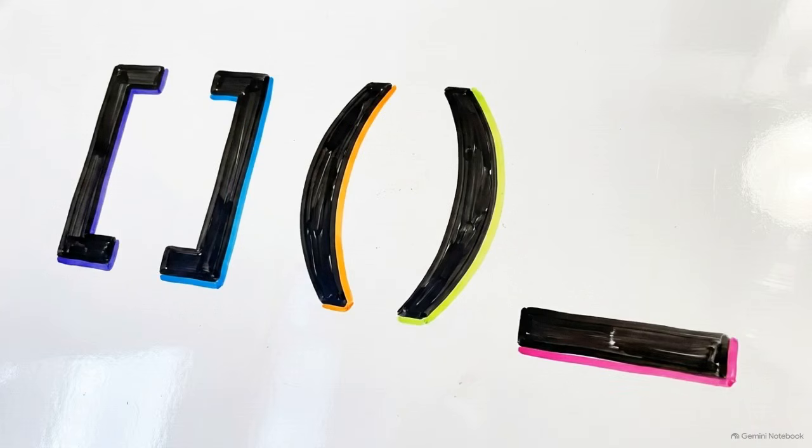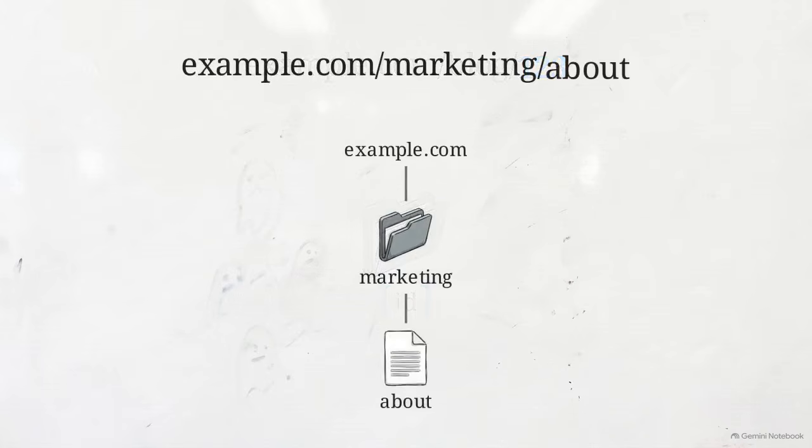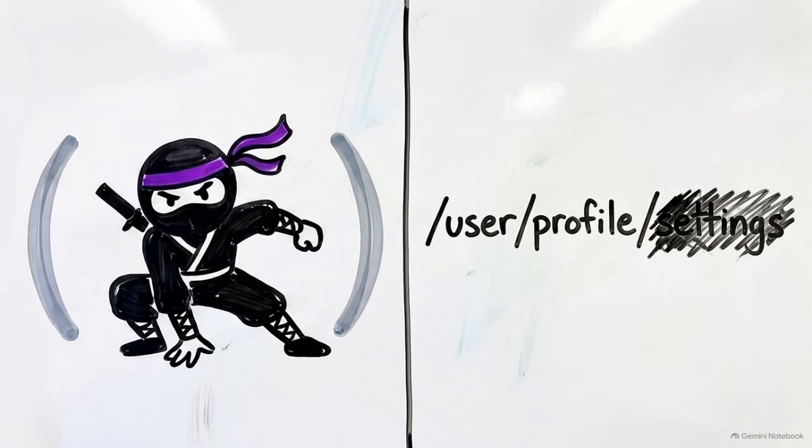You can manipulate these URL paths using specific punctuation marks. For variable data, like a blog post ID, wrap the folder name in square brackets to create a dynamic route. If you want to group your marketing pages separate from your store pages without adding marketing to the actual web address, you wrap the folder name in parentheses. Think of parentheses as a stealth cloak. They organize your code locally, but make the folder completely invisible to the final URL.